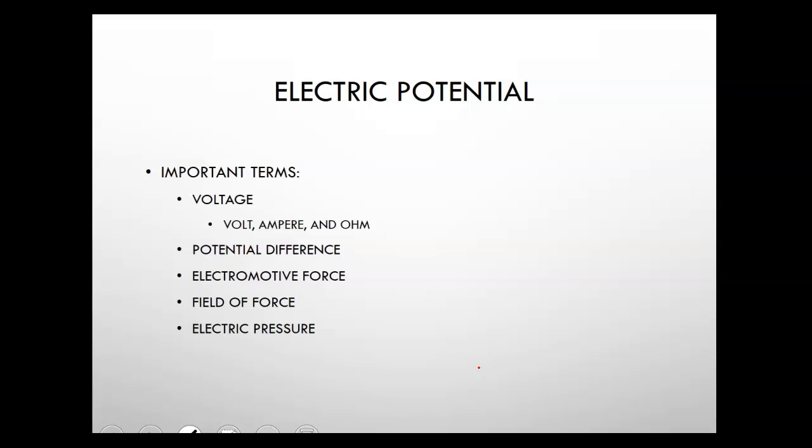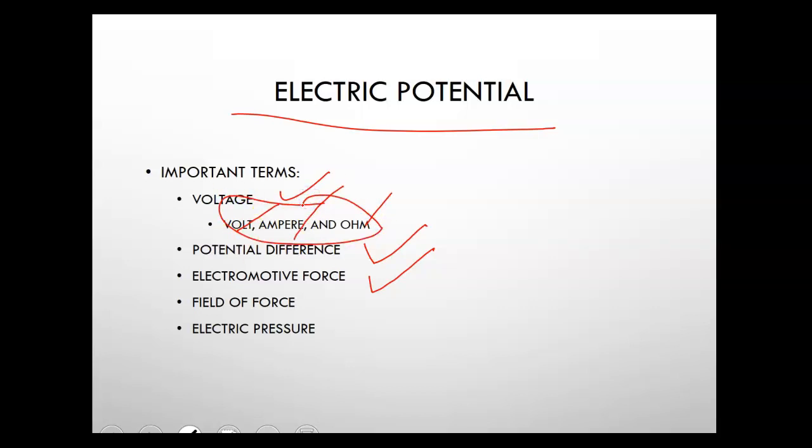Electric potential is basically a name for voltage. It's also called potential difference, electromotive force. Those are all names for voltage. There are volts, amps, and ohms. Those are three aspects of an electric circuit, but they're not the same. So voltage is the same as potential difference, which is the same as electromotive force.